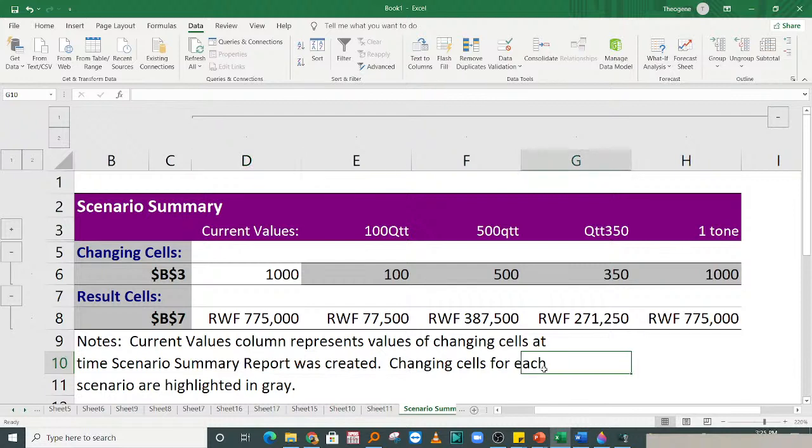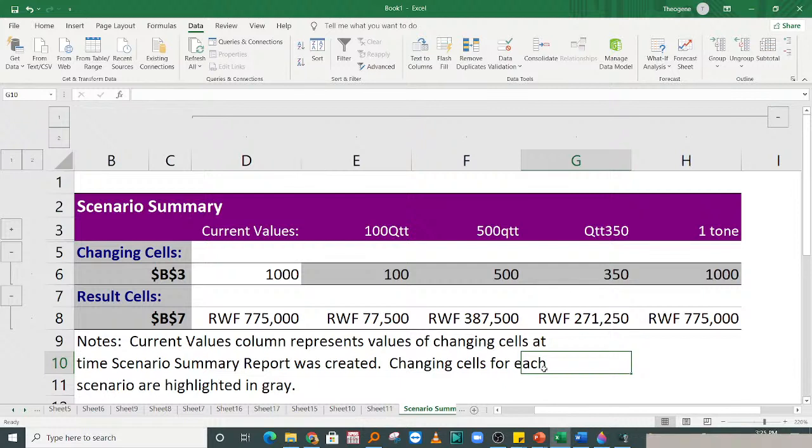Okay, this is very clear. You see, what if, that is what we call what if. What if I change this? What if I change this? What if? So what would be the result? Okay, I think you now understand this summary very well.